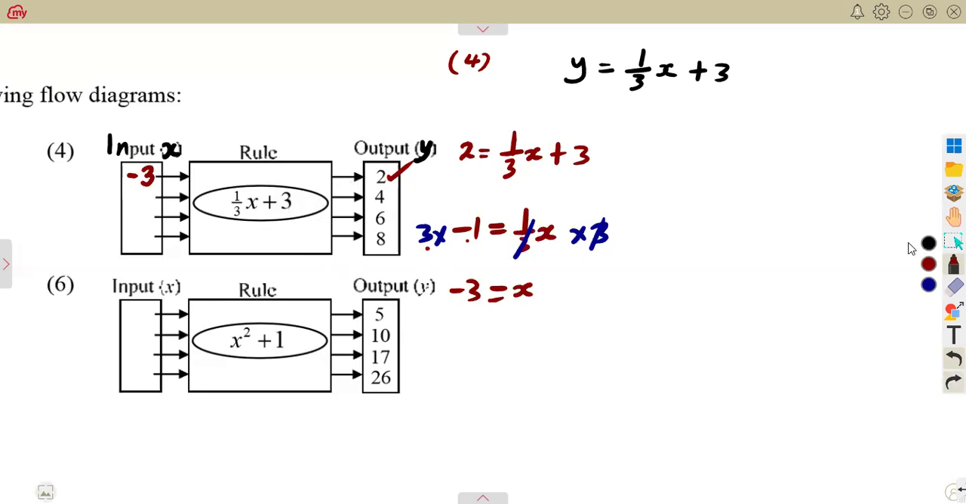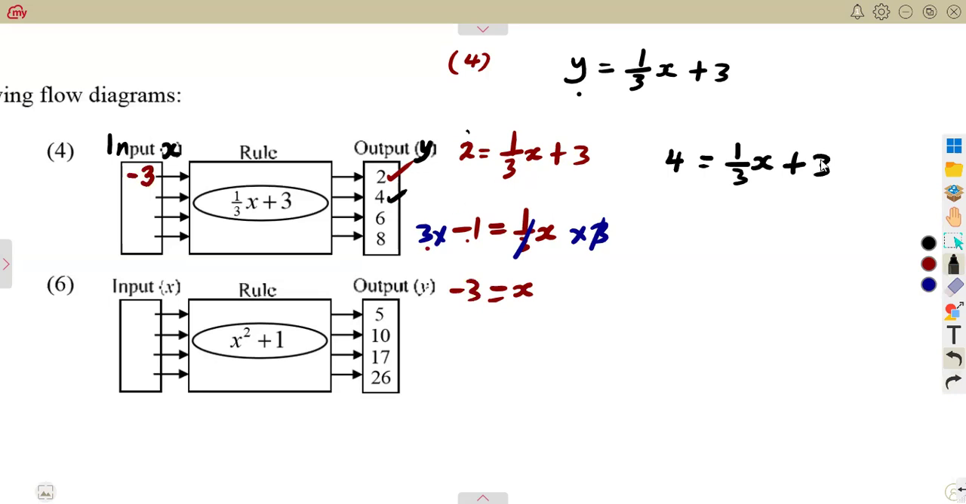So it's up to you. You do the same thing. When this is a 4, you substitute in place of Y. In this case, Y is what? A 4. This time it's a 4. So 4 is equal to this part as it is. So as you can see, we've got the same thing: 1 over 3x plus 3.